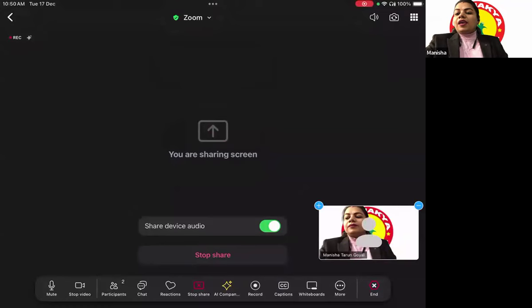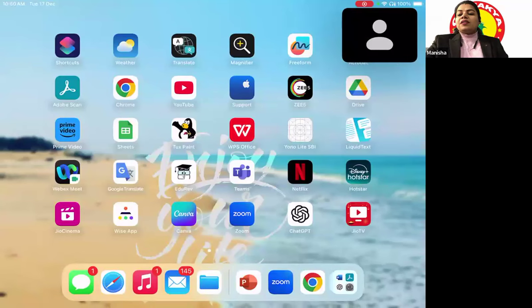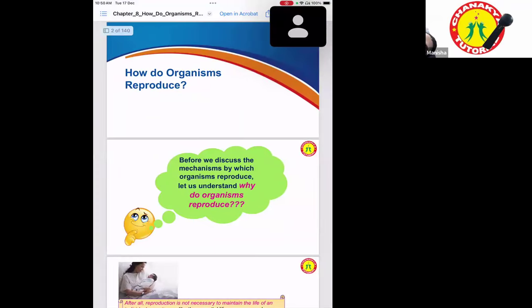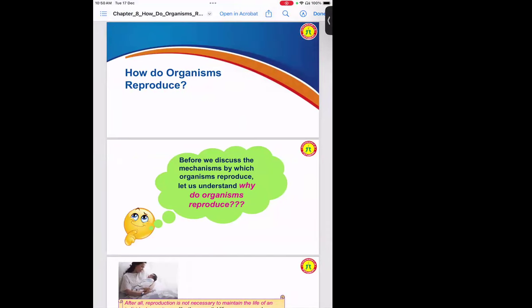This chapter is very, very important for your board exam. It carries almost 8 to 10 marks. So 8 to 10 marks questions will be asked from this chapter. That is why it is important that you should go through each and every line of this chapter.